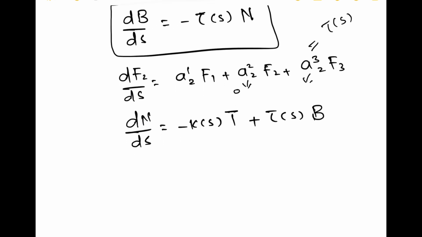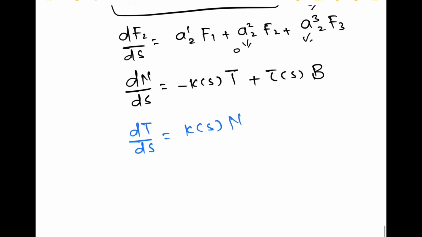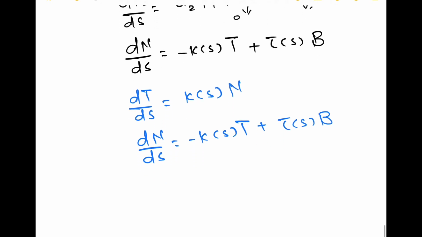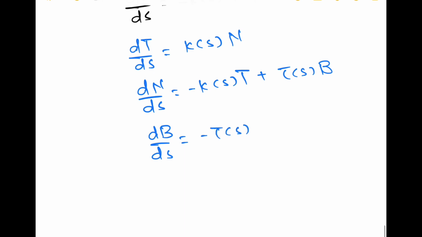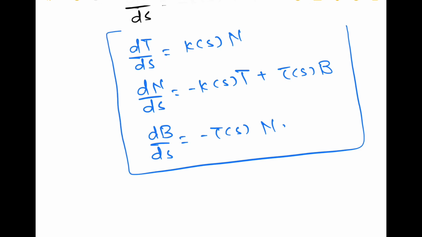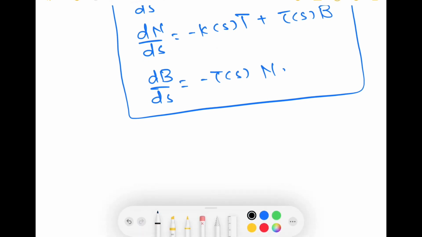So I have these relations which are called the Frenet-Serret equations, and they are finally dt by ds equal to kappa(s) n, and then dn by ds equal to minus kappa(s) t plus tau(s) b, and then db by ds is equal to minus tau(s) n. So these are the relations which show how these frame vectors differentiate with the arc length and how they are interrelated with each other. Now what is this tau(s) physically? Physically this is actually the torsion. Tau of s represents the torsion of the curve.